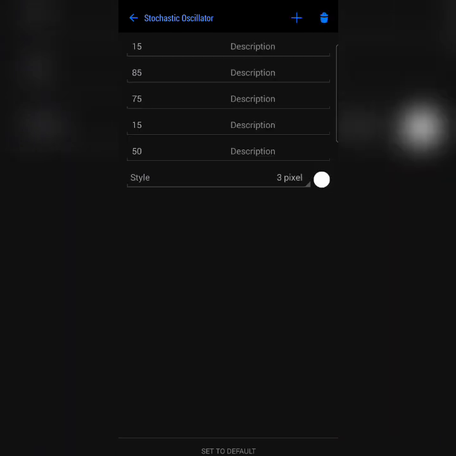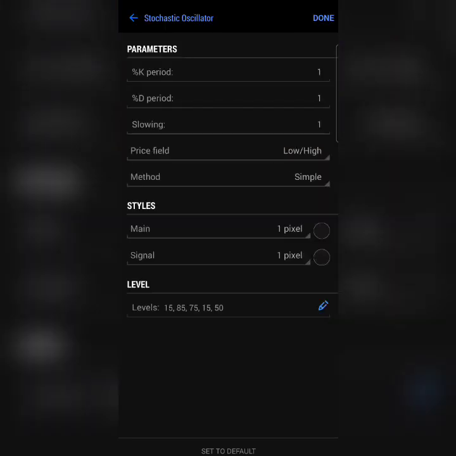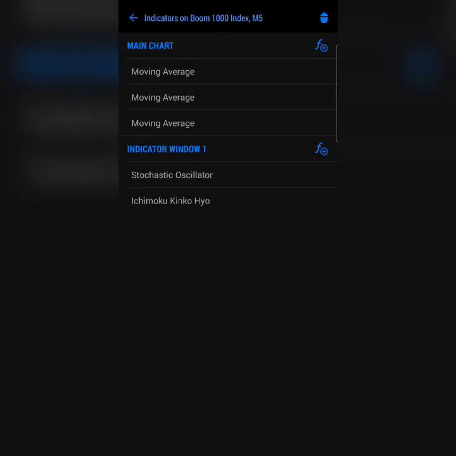And these are the levels. Now for the levels, you probably won't need this, but I'll explain why I put that there. But make sure you just take all these down. Yeah, and then that's about it on the stochastic oscillator. And then we'll come to the Ichimoku.